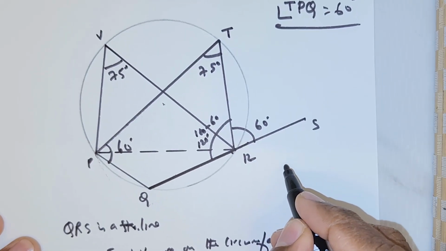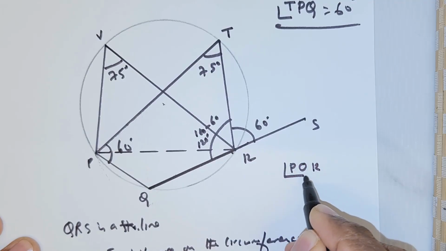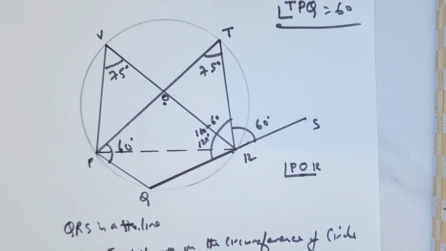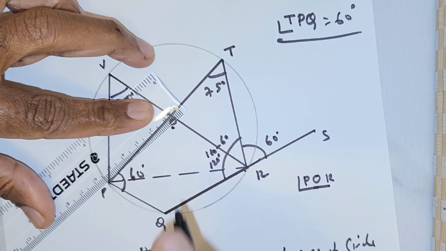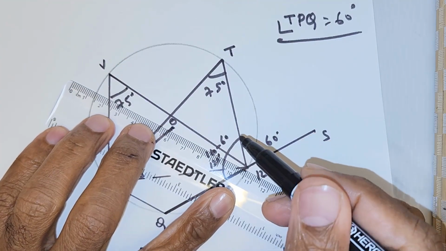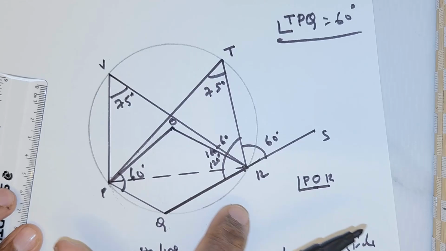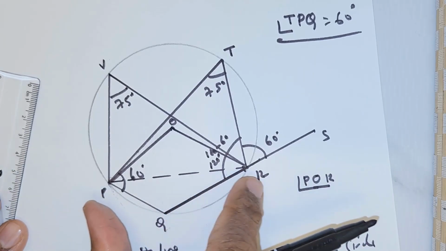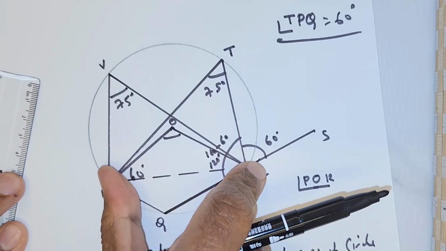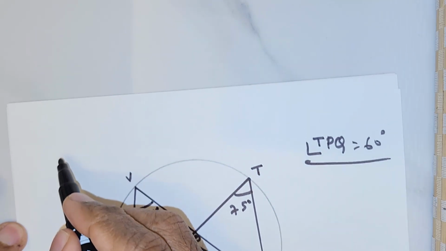Okay, next they are asking to find the angle POR. Okay, now this POR, O is at the center. Now if I were to connect this, it is going to be the central angle. Now you see here this chord PR is subtending this angle. The same chord is subtending an angle at the circumference. Now we are going to use this theorem.